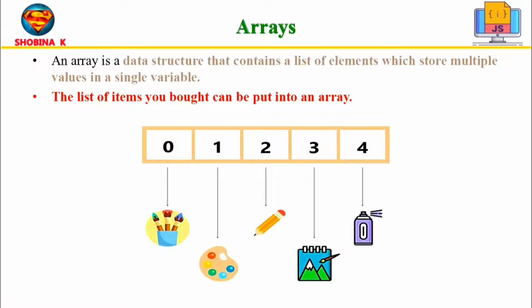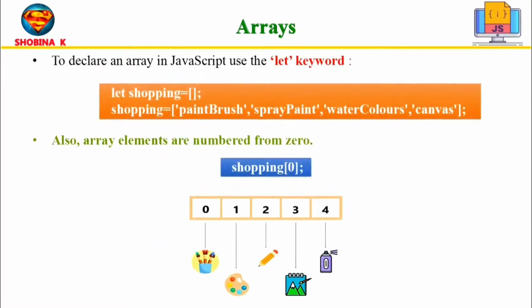To declare an array in JavaScript, use the let keyword with square brackets, and all the array elements must be enclosed within them. The syntax of creating an array is given here. As you see, values inside the square brackets are separated by commas. So in this syntax, we have created an array and then we have provided the elements. You can access an array element by referring to the index number.